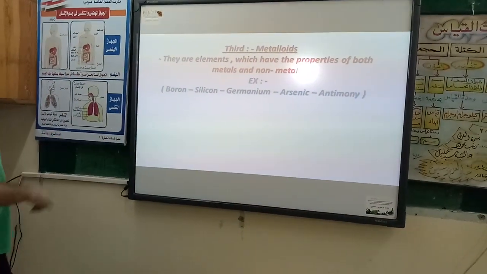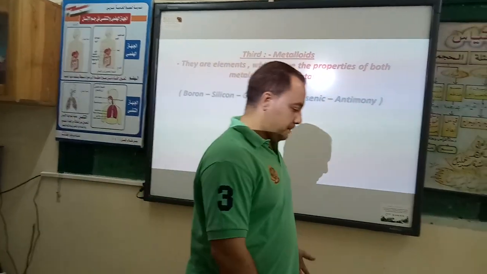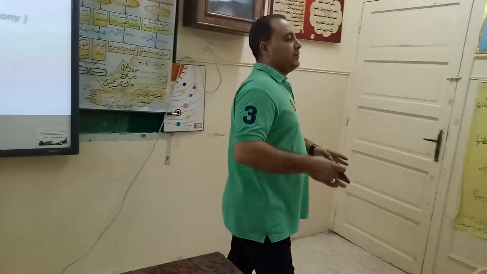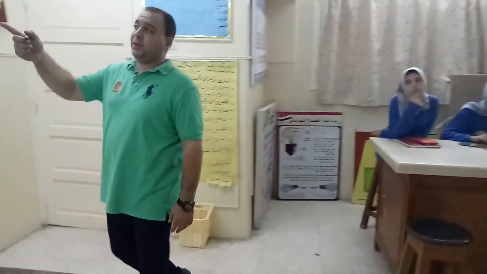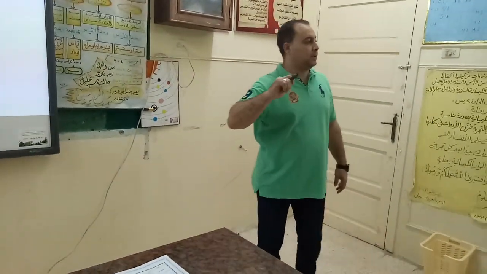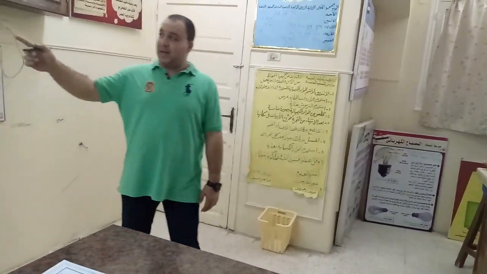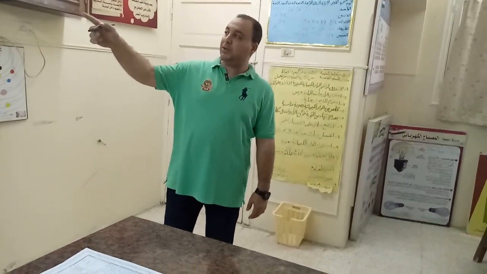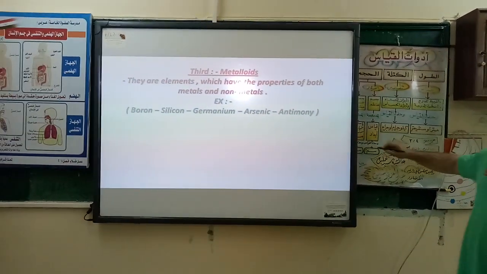After that, third, metalloids. What's meant by metalloids? And can we determine the metalloids by their electronic configuration or what? Yes or no, and why? First, metalloids are elements which have the properties of both metals and nonmetals. Examples are boron, silicon, germanium, arsenic, and antimony. Okay, they are the metalloids only.